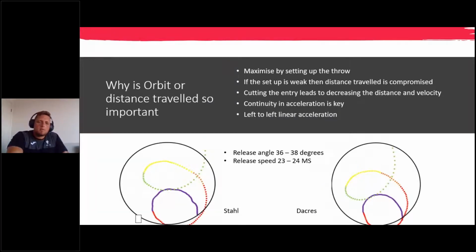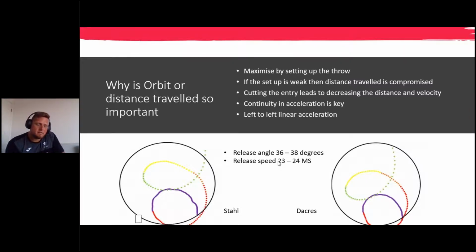So why is orbit so important? And I have gone on about this, and this is really why the setup is so important. If the setup is right, you have that movement once you're in a setup at the back, from the right leg into the middle onto the left support to accelerate across the circle. You set up this orbit.